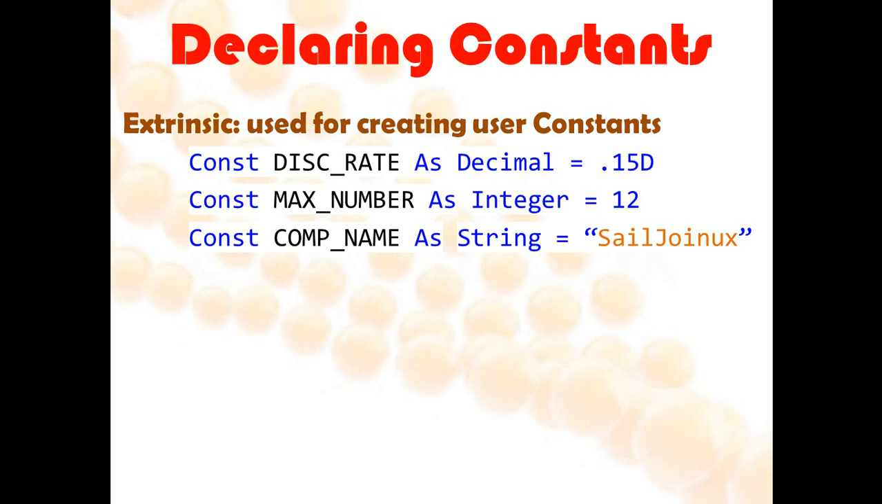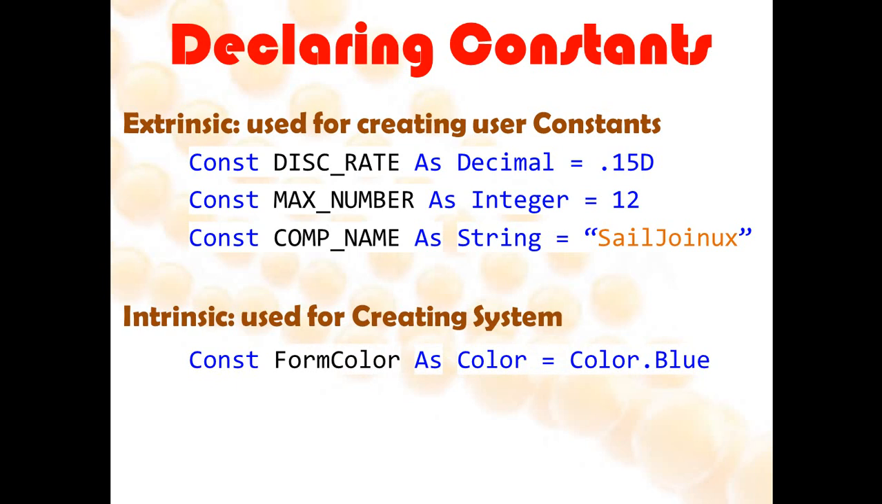So company name as a string, and I've given it a value. As you can see, you give a value to a constant immediately when you create it. Then I have intrinsic constants. These are like color. I've declared one, color, which I've given a value of blue. So that's how you declare an intrinsic constant.